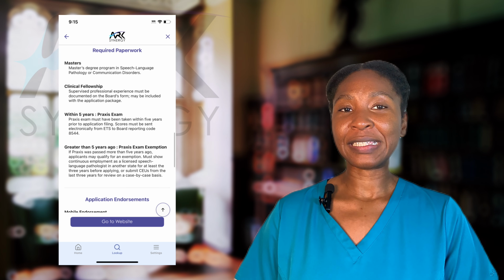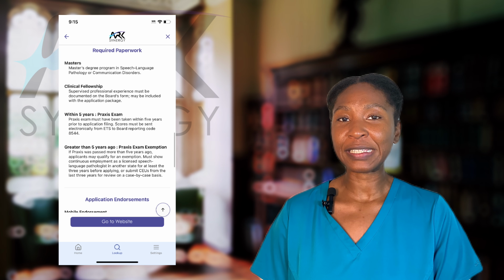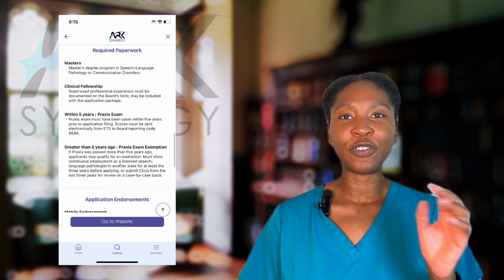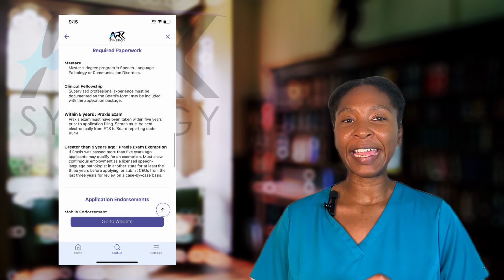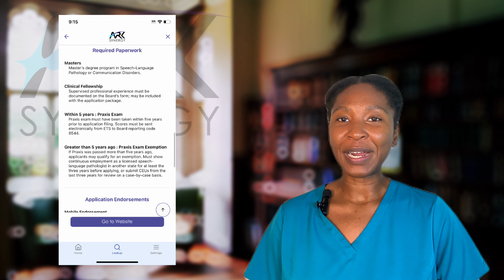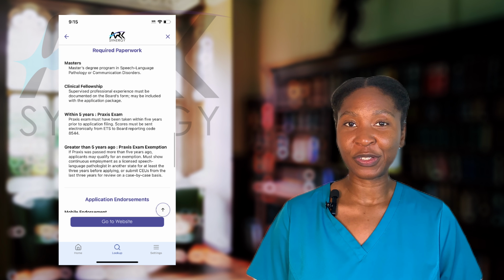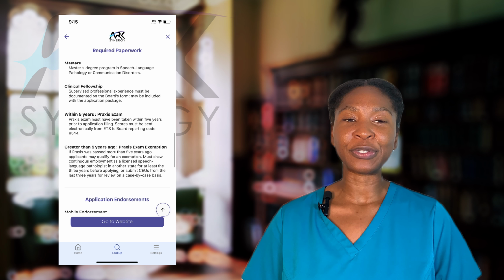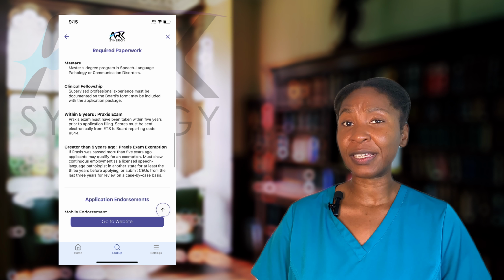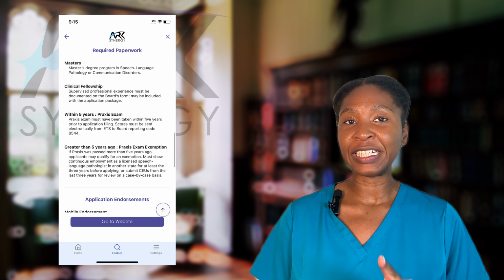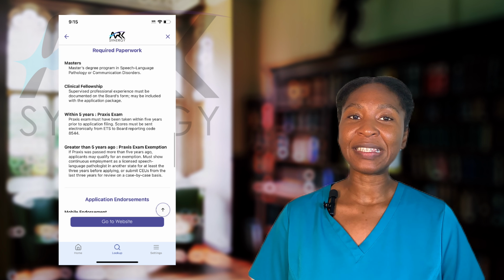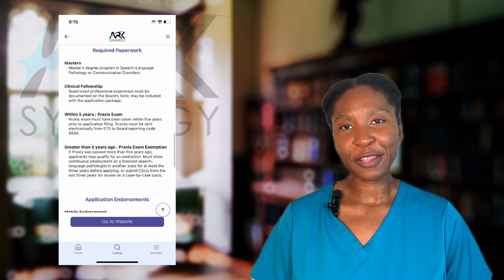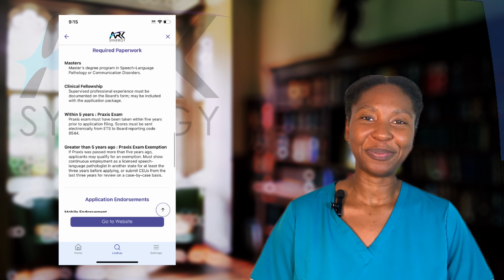California requires the Praxis exam for licensure. If you took the Praxis within the last 5 years, your scores must be sent electronically from ETS using the reporting code 8544. If your Praxis exam was taken more than 5 years ago, you might qualify for an exemption. So that exemption requires proof of continuous licensed employment for at least 3 years in another state or recent CEUs submitted for board review. ARC Synergy clearly flags which pathways apply to you based on your history.